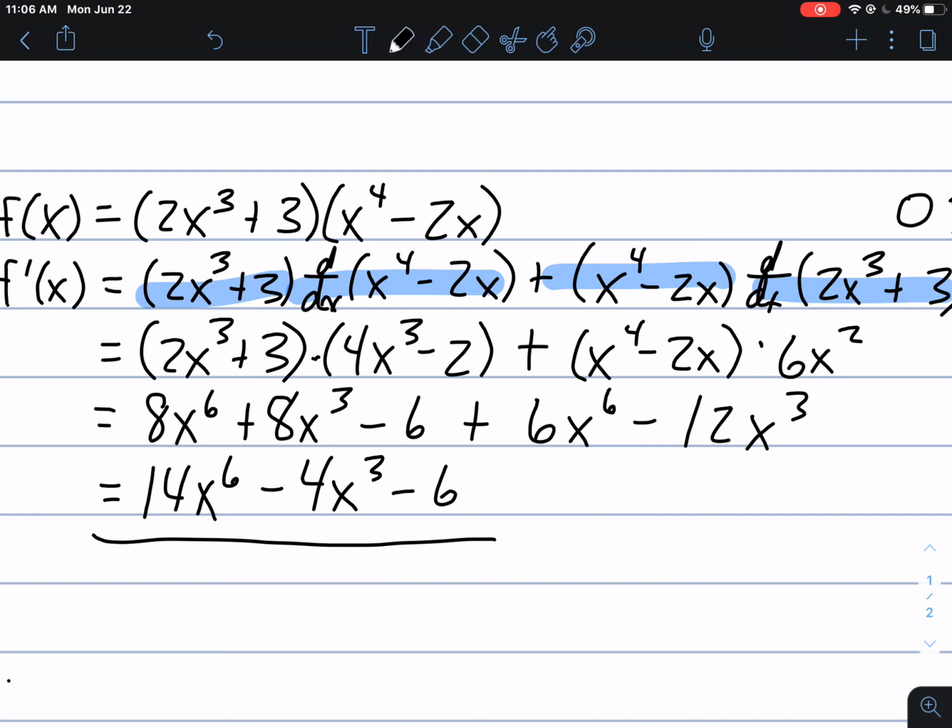And then I went in and found each of the derivatives we are asked to find. So again, you write out the product rule, and then you go back and actually differentiate each of the individual functions. There's 2x cubed plus 3, times the derivative of x to the fourth minus 2x, which is 4x cubed minus 2, those basic power functions. Plus we've got x to the fourth minus 2x times the derivative of 2x cubed plus 3. The derivative of 2x cubed is 6x squared, and the derivative of 3, remember, the derivative of a constant is 0.